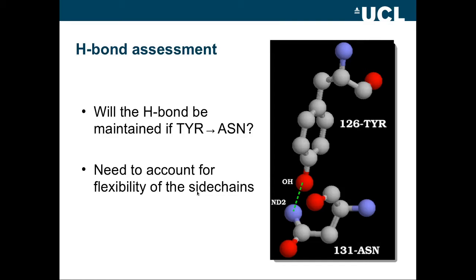What about hydrogen bonds? Well, in this example we've got a hydrogen bond being formed between the OH group of this tyrosine and the ND2 nitrogen on this asparagine. Now obviously if we mutated this tyrosine to something like a valine, then it wouldn't be able to form a hydrogen bond. But what if we mutated it to another asparagine? Would we still be able to form the hydrogen bond? We would have to take into account flexibility of the side chains in order to see whether that interaction could still occur.